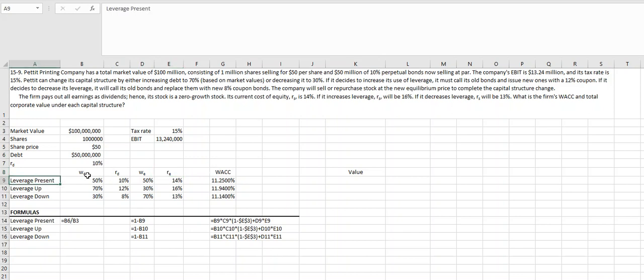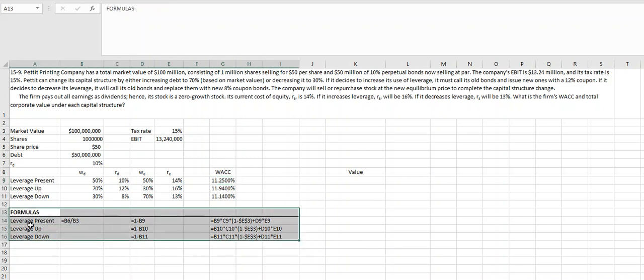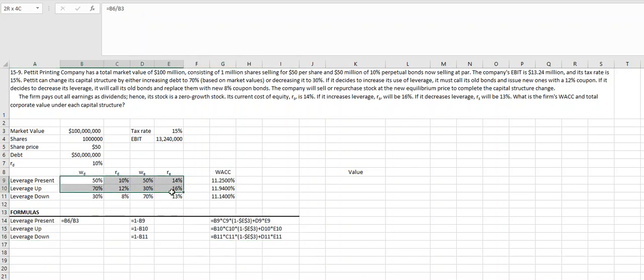So with the leverage present, we know the weight of debt is 50%, and we know equity is 50%. 50 million in debt and 50 million equity is a 50-50 ratio. We know that the current cost of debt is 10%. It told us up here earlier, a perpetual bond selling at 10% at par. And we know the rate on equity is 14%. So we can calculate a WACC of 11.25%. Below, you'll notice this area identified as formulas, and this just shows you the formulas associated with this range here.